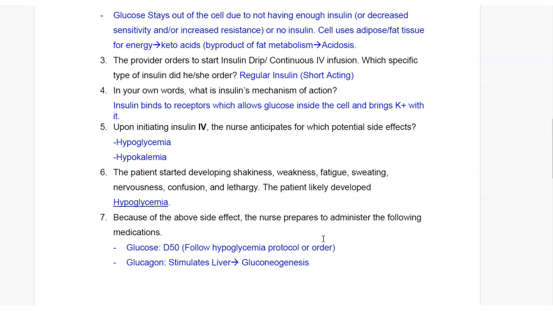And usually this is ordered together with a protocol. Most hospitals, unless they're a teaching hospital, will have a hypoglycemia protocol. So depending on the blood sugar levels, they will have to give a certain amount of D50. D50 is dextrose, a very concentrated sugar solution. Another alternative is an injection, glucagon. So what does glucagon do? Glucagon stimulates the liver to produce or release more sugar into the bloodstream.